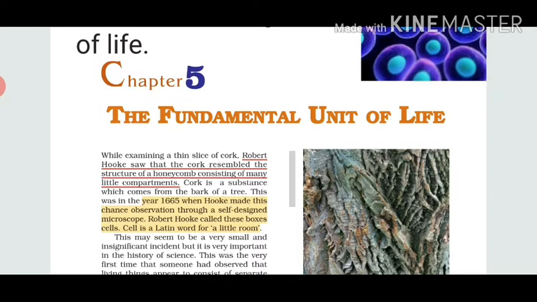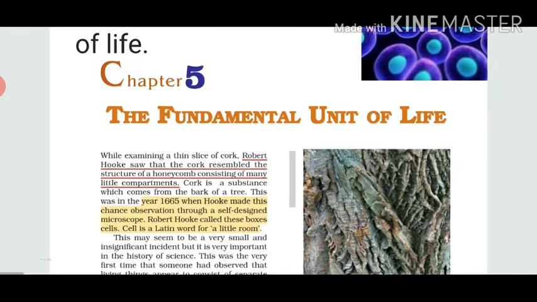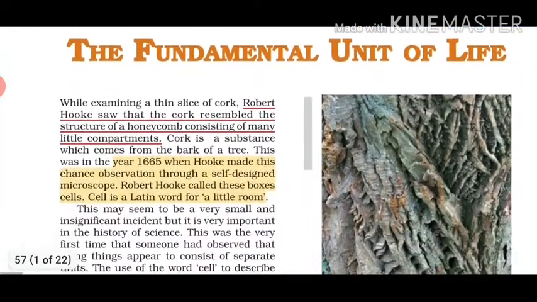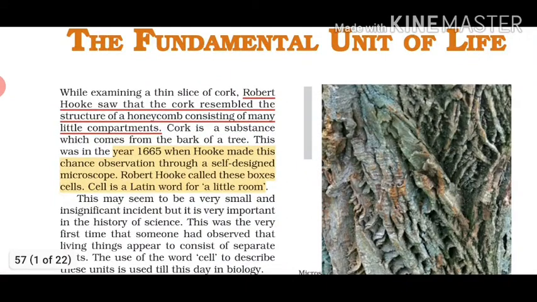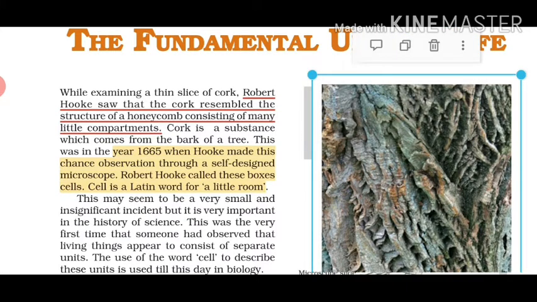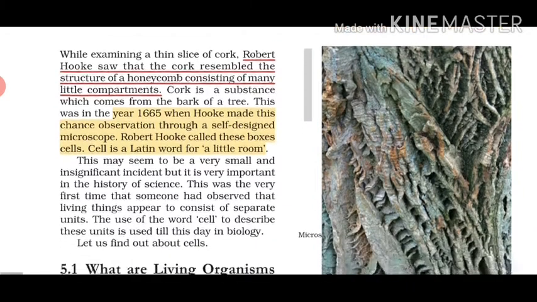Now, what is cork? Cork is a substance which comes from the bark of the tree. As you can see in this figure, this is a cork and cork is a dead tissue. Tissue is a group of similar cells that perform the same function. This was considered a very small and insignificant incident, but it turned the history of science. The compartments seen by Robert Hooke were named as cells.